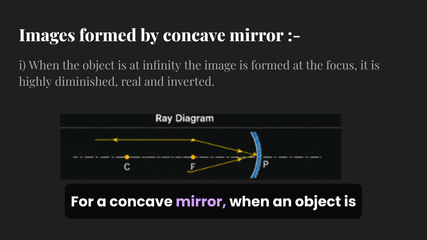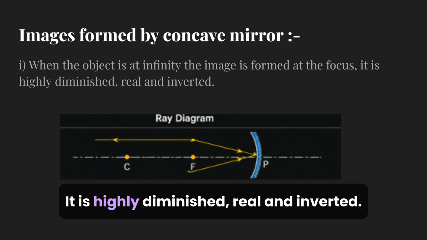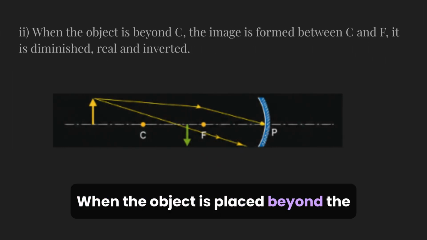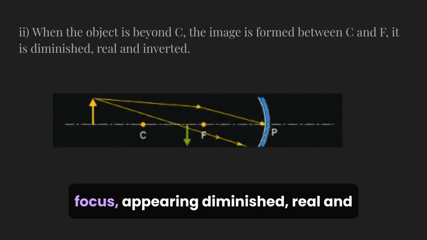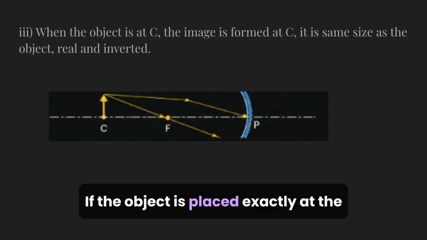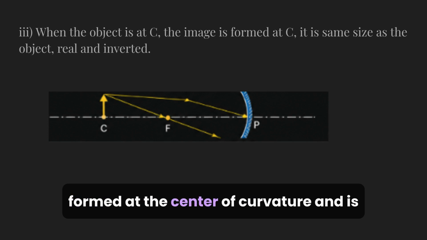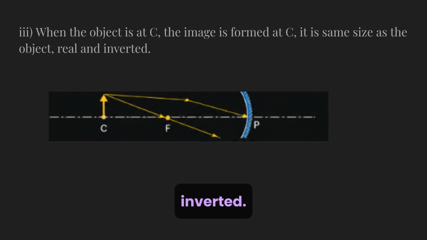For a concave mirror, when an object is at infinity, the image is formed at the focus. It is highly diminished, real, and inverted. When the object is placed beyond the center of curvature, the image forms between the center of curvature and the focus, appearing diminished, real, and inverted. If the object is placed exactly at the center of curvature, the image is also formed at the center of curvature and is the same size as the object, real, and inverted.